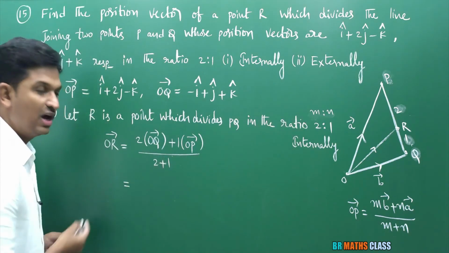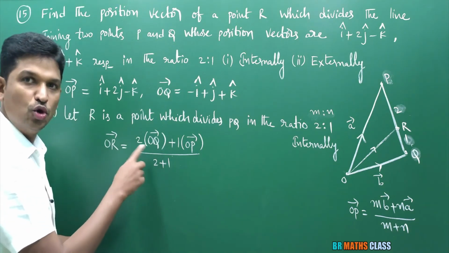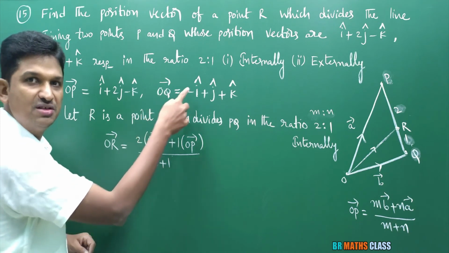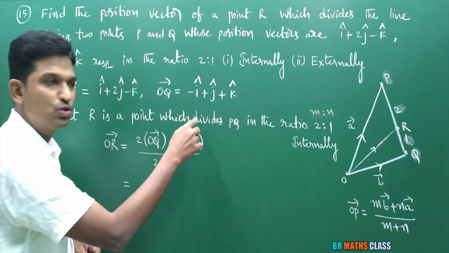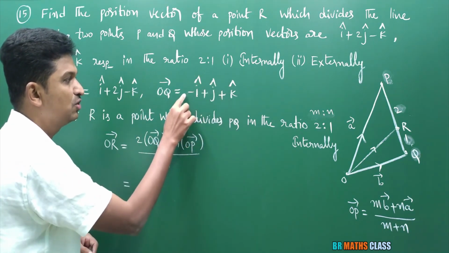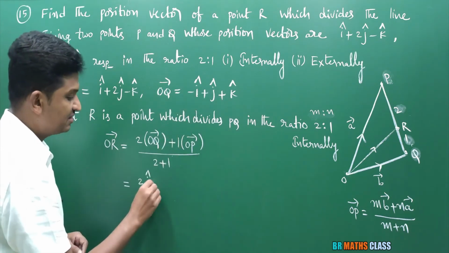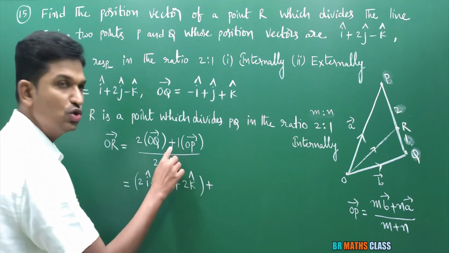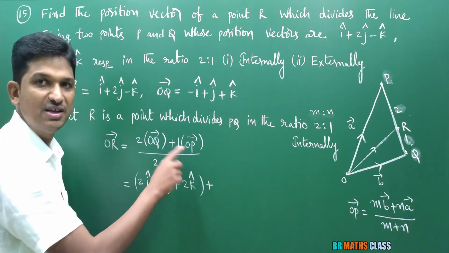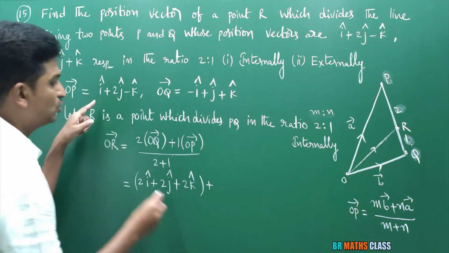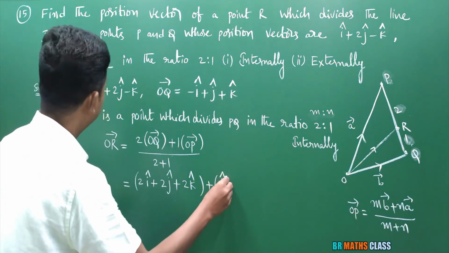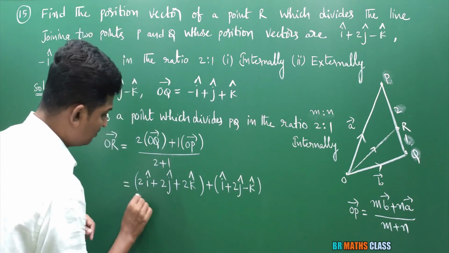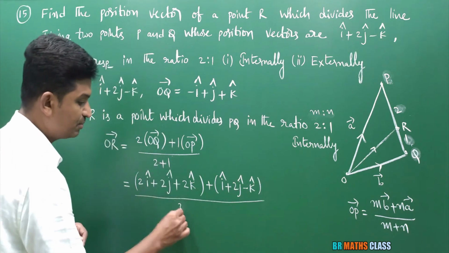Okay. Now I need to calculate 2 into OQ bar. OQ bar already is there, na? 2 into OQ bar means you multiply this complete vector with 2. Minus 2i cap plus 2j cap plus 2k cap, plus 1 into OP bar. 1 into OP bar is the same as OP bar only. What is OP bar? OP bar is given as (i cap plus 2j cap minus k cap), whole divided by 1 plus 2. 1 plus 2 is 3.